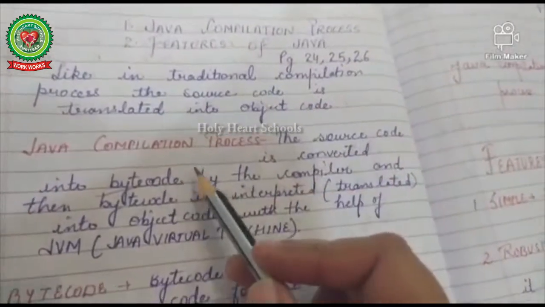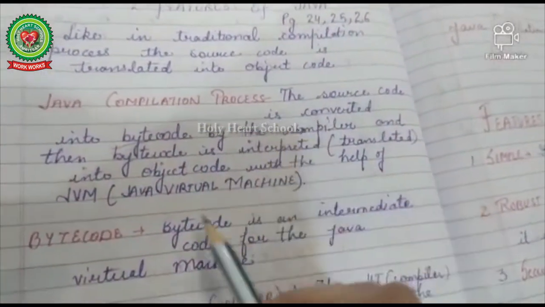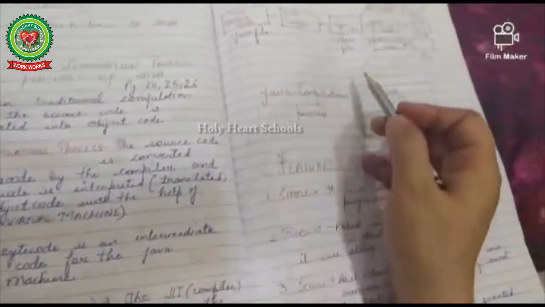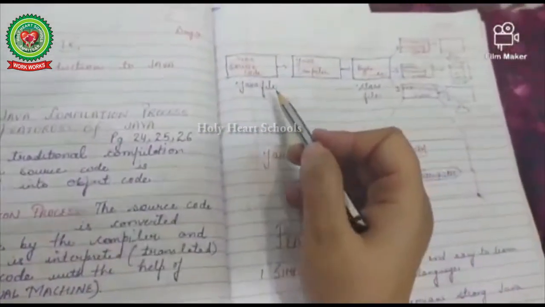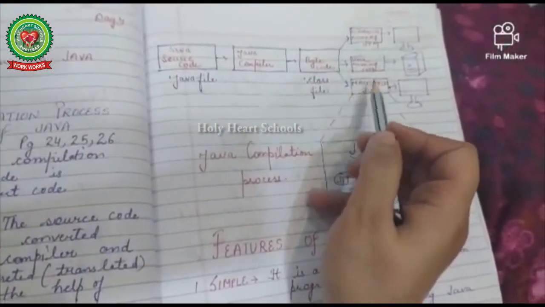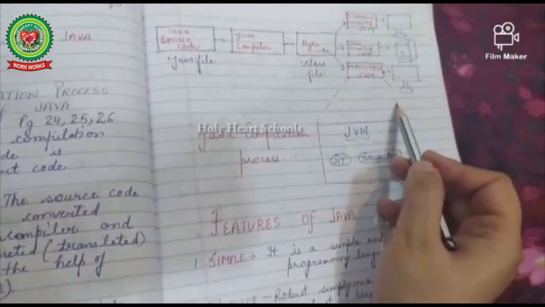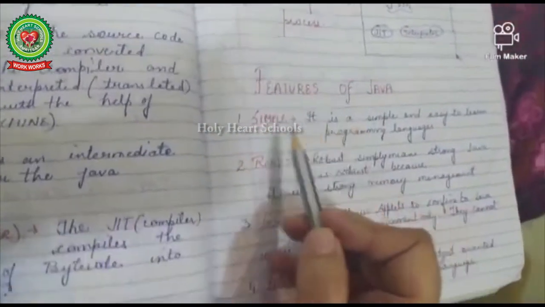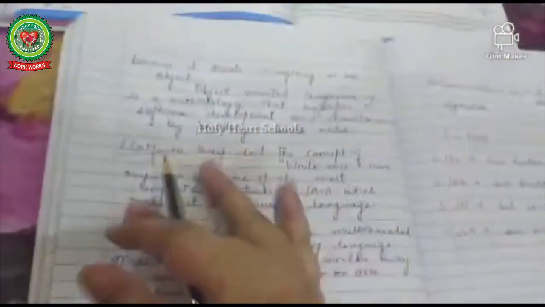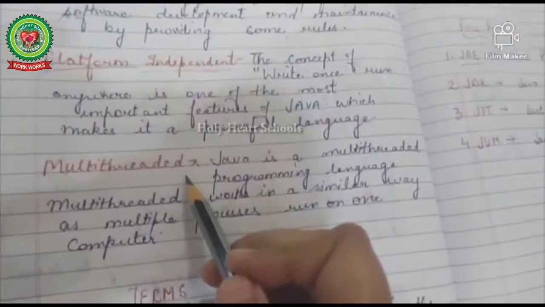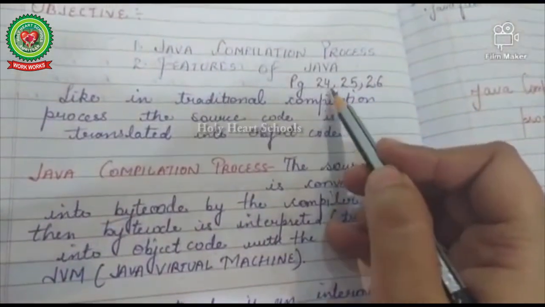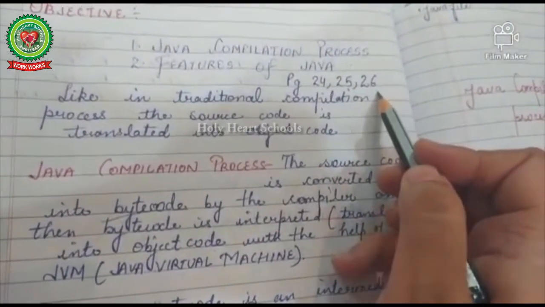So what we have discussed today: the Java compilation process, then bytecode, the Java just-in-time compiler, the compilation process, how source code is converted into bytecode, then bytecode is converted into the object code that runs on different platforms. The features of Java: simple, robust, secure, object-oriented, platform independent, multi-threaded. So hope students, today you will revise the terms from page number 24, 25 and 26.